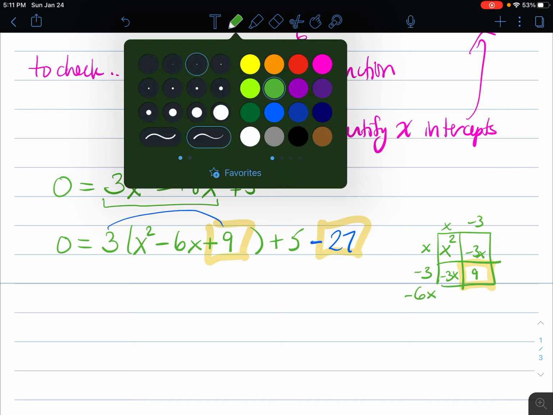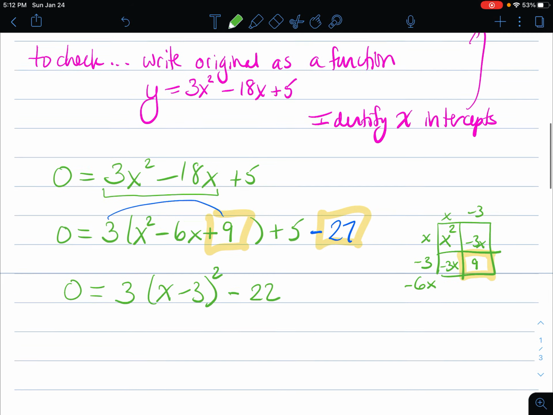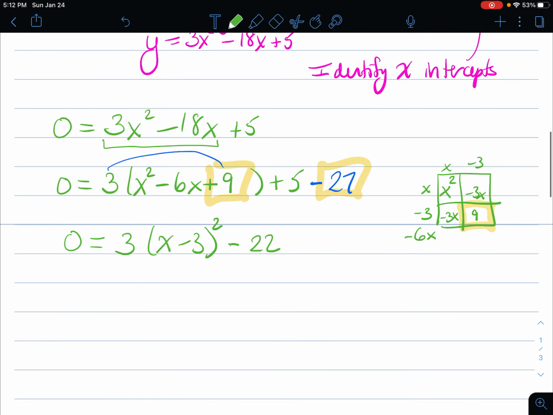Okay, so let's go ahead and rewrite this. So 0 equals 3 times x minus 3 quantity squared minus 22. Now, the directions on here are to solve the quadratic equation. So we need to solve for x. We need to get x completely alone. Well, I see right now that x is trapped in this perfect square. If we expand it, we're just going back to where we were in the previous line. We don't want to do that.